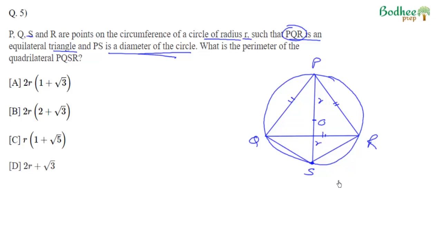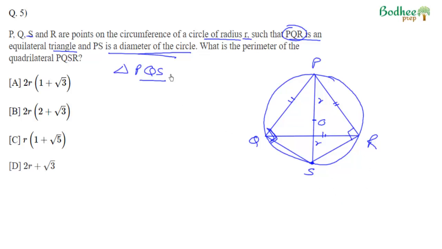Now if you focus on, say, triangle PQS, then here we can say that this will be 90 degree. Why so? Because PS is the diameter, so angle in a semicircle is a 90 degree. So this angle is 90 degree. The same logic, we can say that this angle is also 90 degree, right?